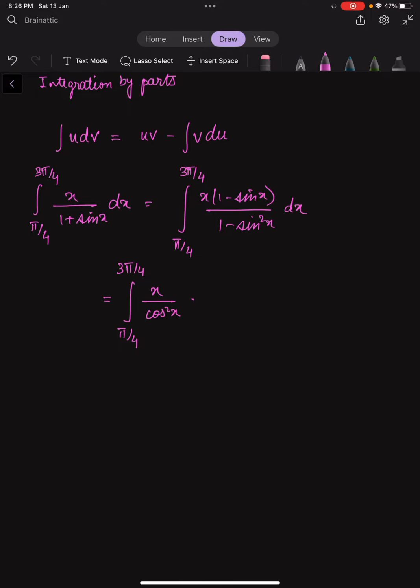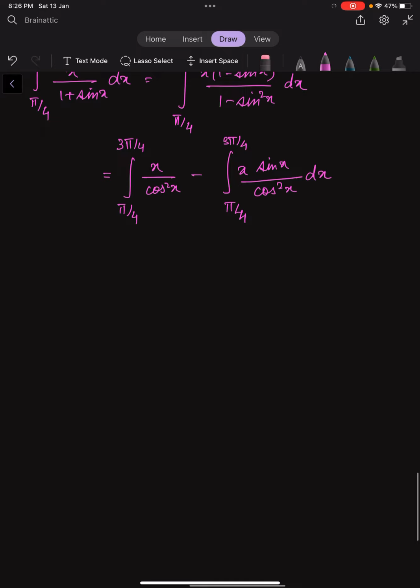Cos square x, minus the integral from pi by 4 to 3 pi by 4 of x sine x divided by cos square x dx. Now if you carefully see, we can write this in terms of secant square x and tan x. So this becomes the integral from pi by 4 to 3 pi by 4 of x secant square x dx, minus the integral from pi by 4 to 3 pi by 4 of x secant x tan x dx.